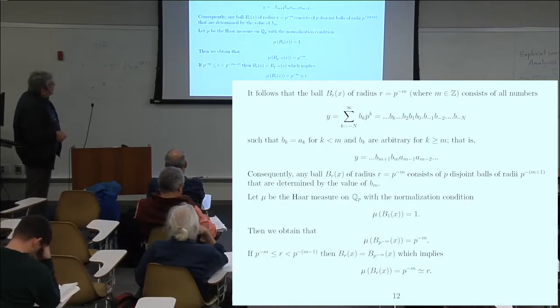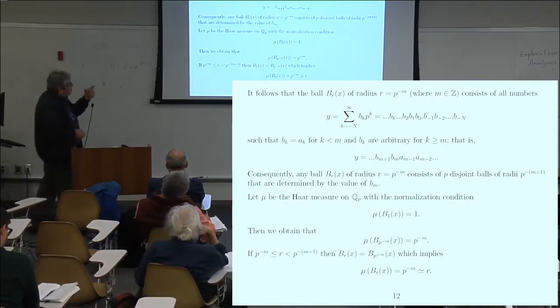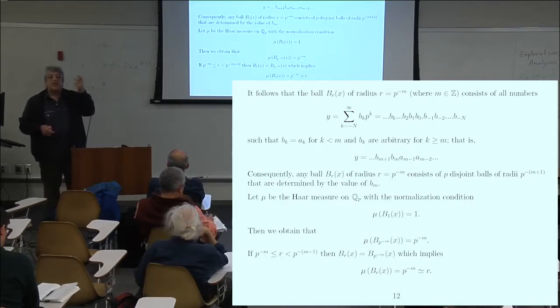If R is between two consecutive powers of P, then in fact this ball is the same as the smallest one, because distances here take only discrete values.